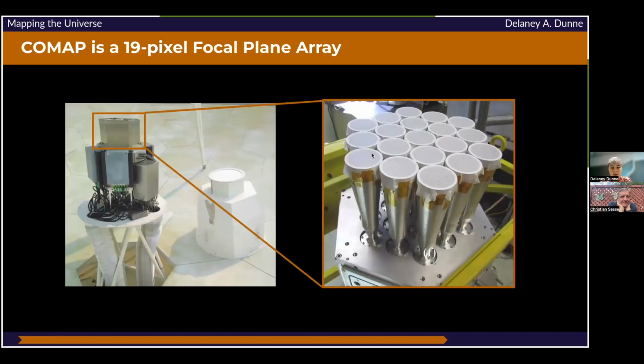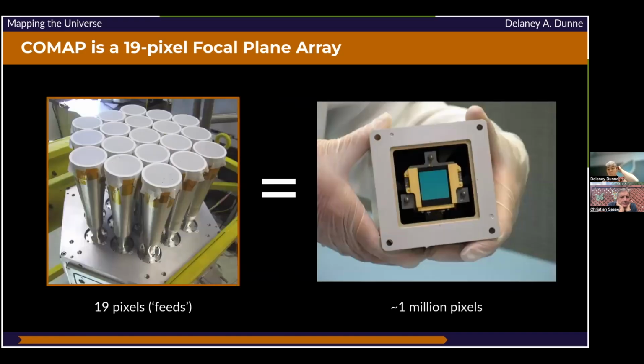And inside of that are these 19 feeds, we call them. We call this a focal plane array because there's an array of these feeds at the focal plane where the light from the mirrors of our telescope focuses. And this is the array part of COMAP. And this works just like an optical camera's detector array. So your CCD or your CMOS chip.